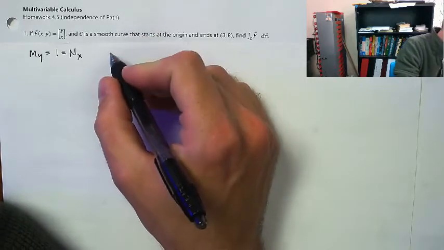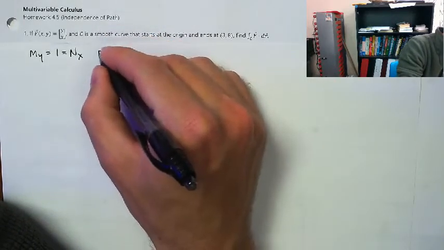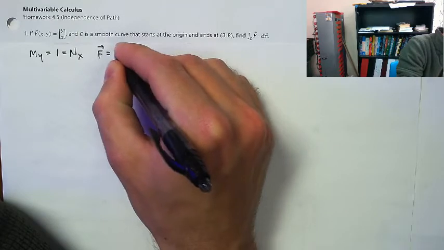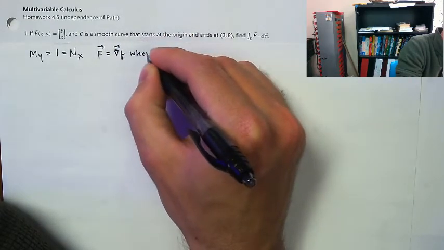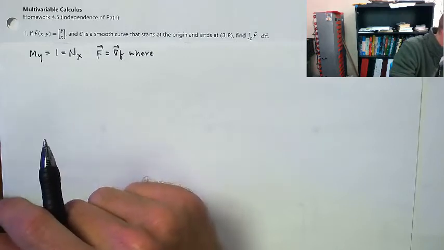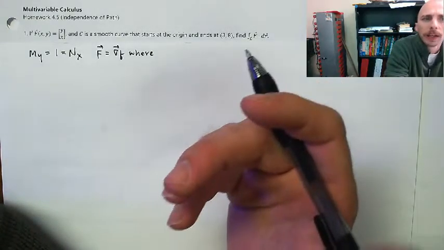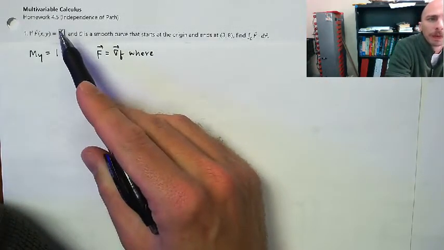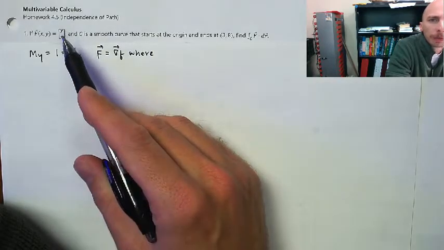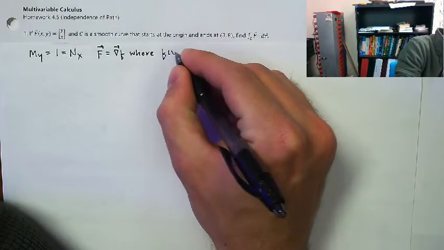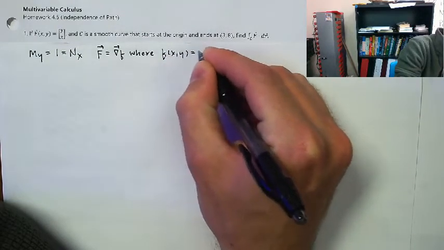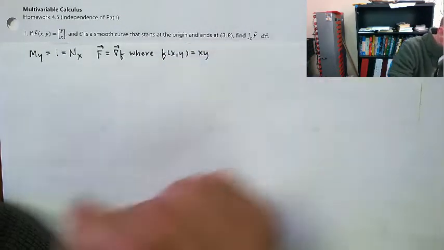So now I'm going to find a potential function. And I'm thinking it's going to be xy, because then the derivative with respect to x would be y, and the derivative with respect to y would be x. Yeah. So f of x and y equals x times y. Okay.